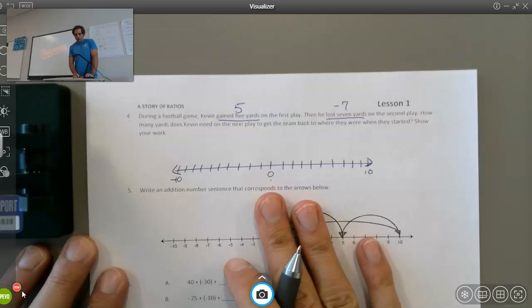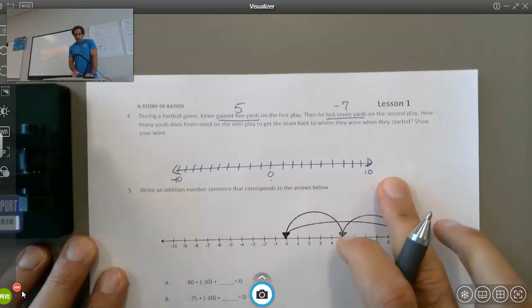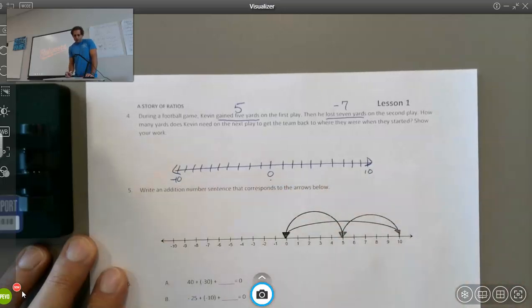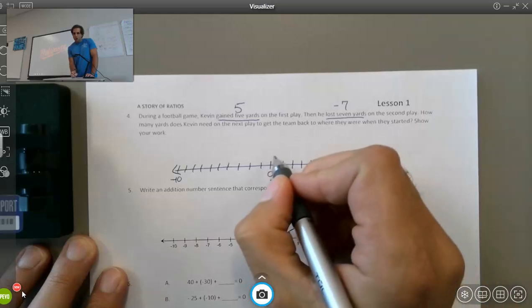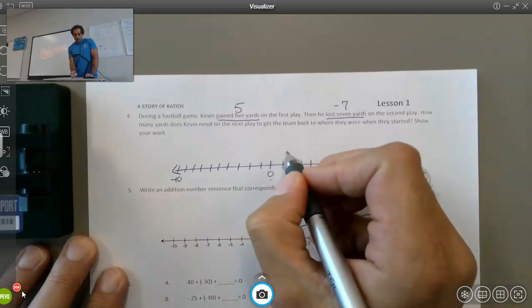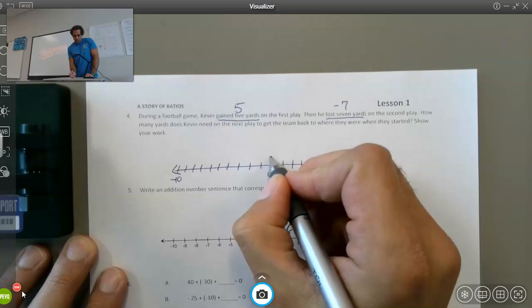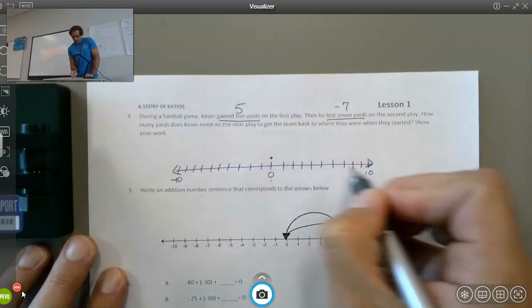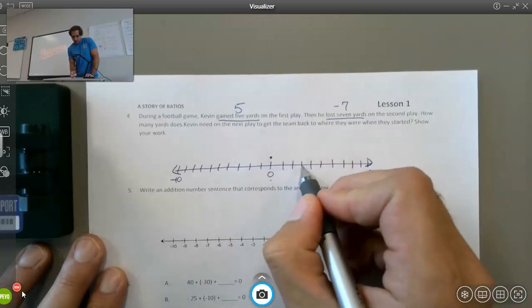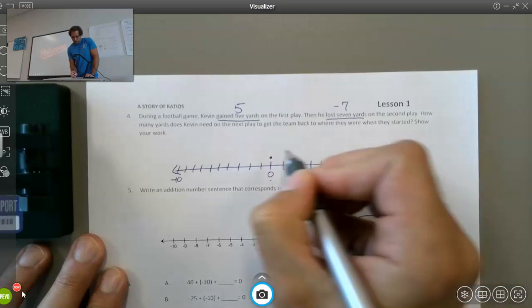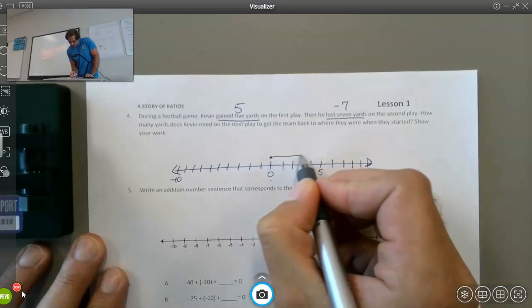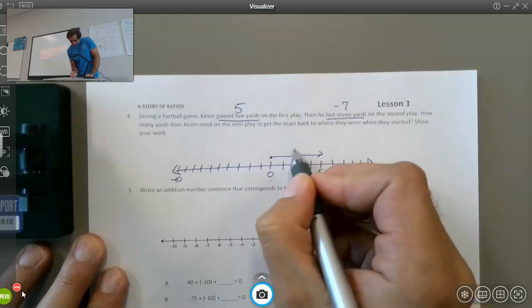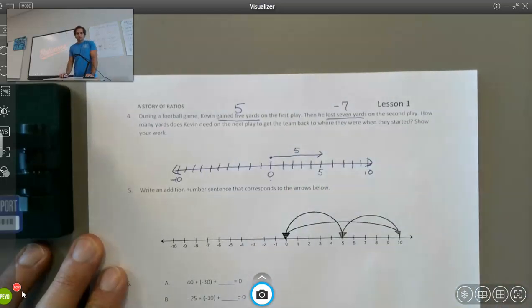Okay, so I've already created a number line for us. It's 0 to 10 and 0 to negative 10. Let's start at 0. We're always going to start at 0 on our number line. And the first thing we want to do is show a vector of 5 to the right. 1, 2, 3, 4, 5. 5 to the right. And that is a gain of 5 yards.